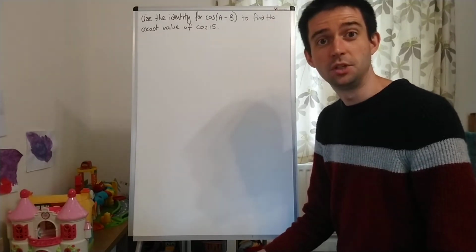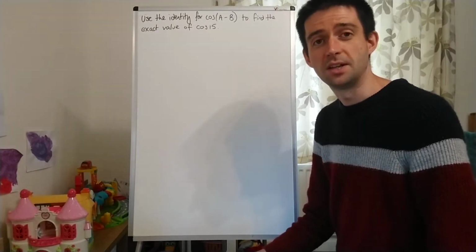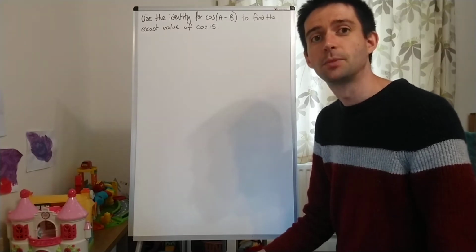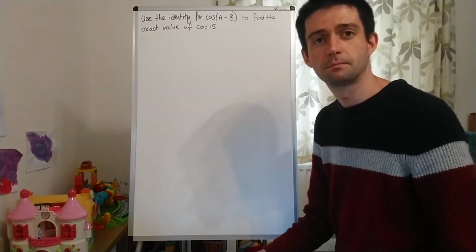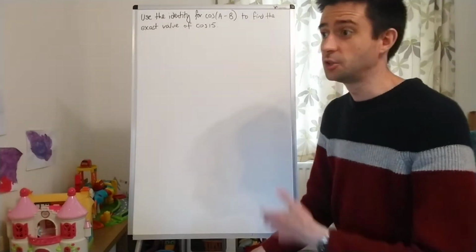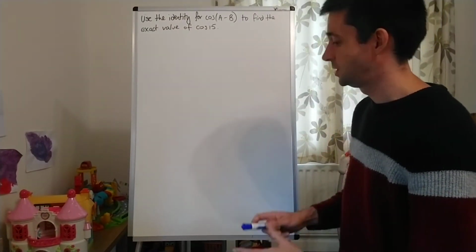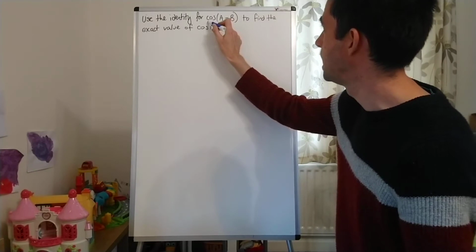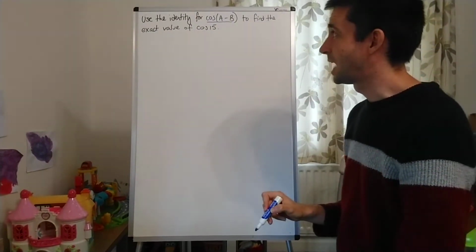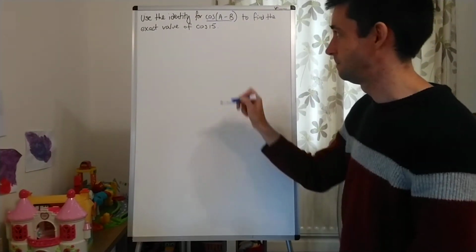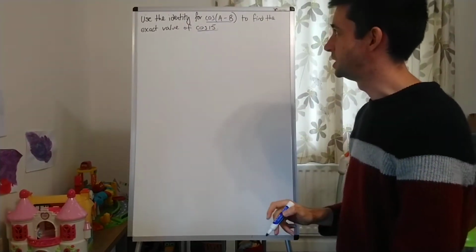In this video I'm going to be talking to you about how to use a compound angle identity to find the exact value of a given sine or cosine. So here what we have is: use the identity for cos of A minus B to find the exact value of cos 15. So that's what I'm going to be doing.